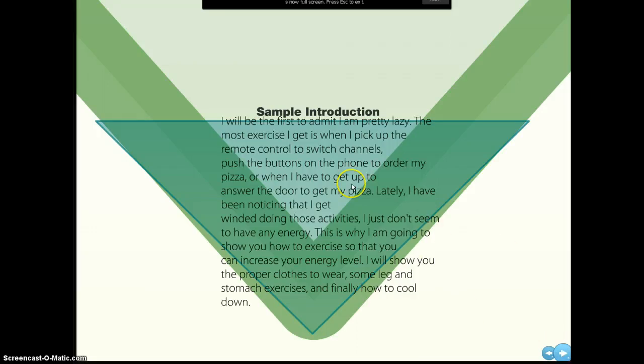This thing where it says "I'll be first to admit I am pretty lazy," that's the hook. Then when it further elaborates on it, that is the thinking statement. And then next is the thesis, which is, "This is why I'm going to show you how to exercise so you can increase your energy level."